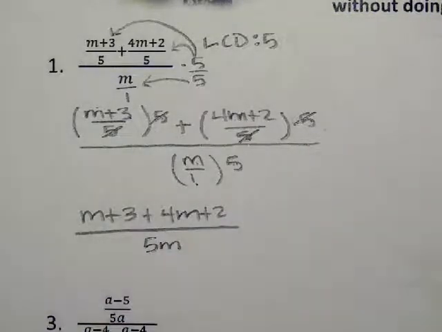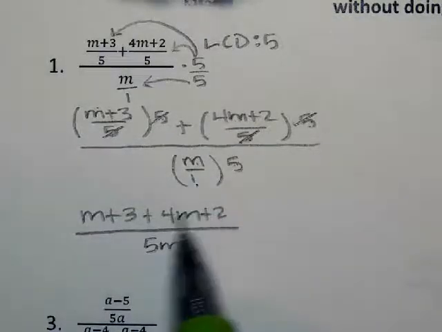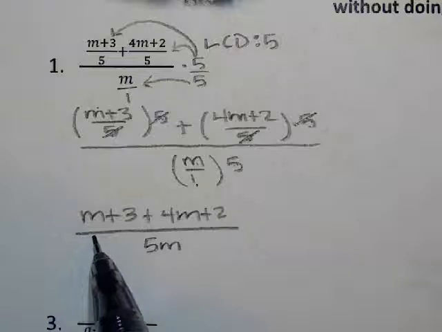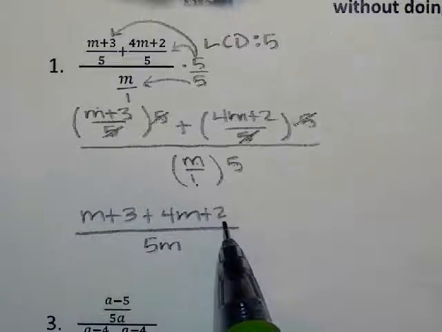Why would we look for the... oh, wait, for the LCD. So at this point, we used to have 3 fractions inside 1 fraction. How many fractions do we have now? We just have 1 fraction. All right, what's on the top? 5m plus 5.